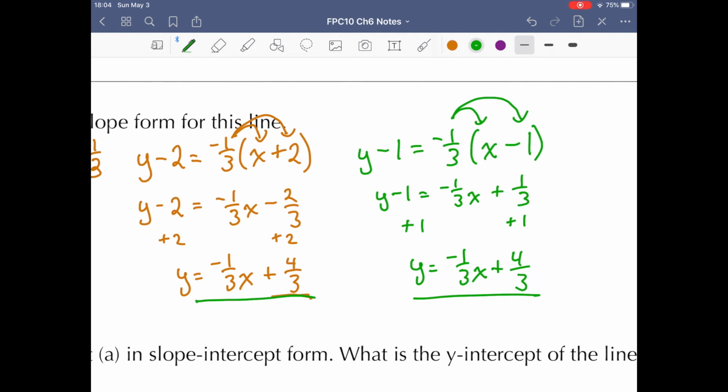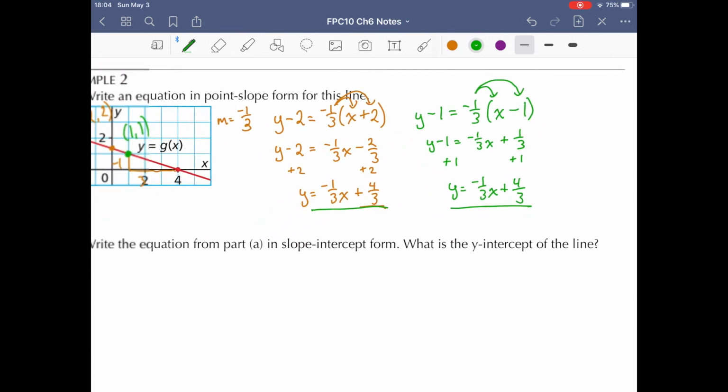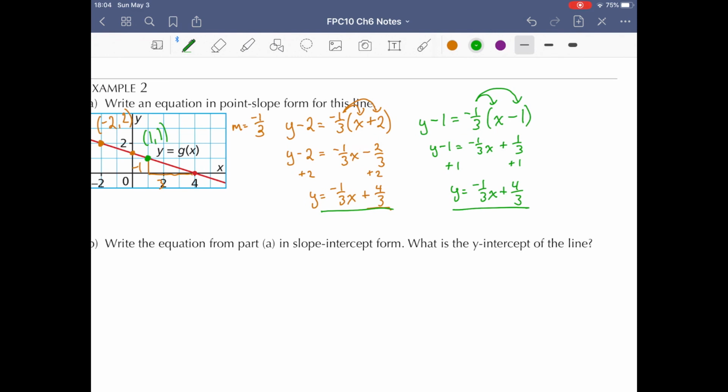So two different point slope forms gives us the same y equals mx plus b form if they're on the same line. All right, so we can figure out the y-intercept. Our y-intercept is at the point 0 on the x. Y-intercepts are always at 0 on the x, and 4/3 on the y. And you can see that on the graph right there.